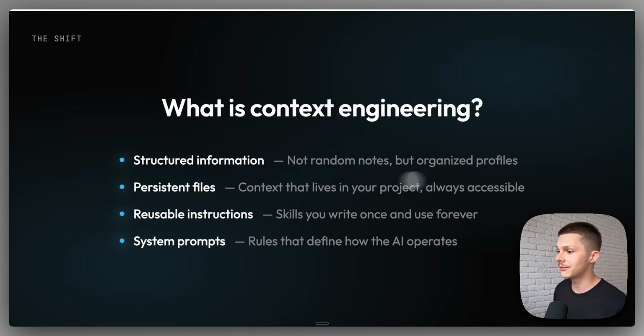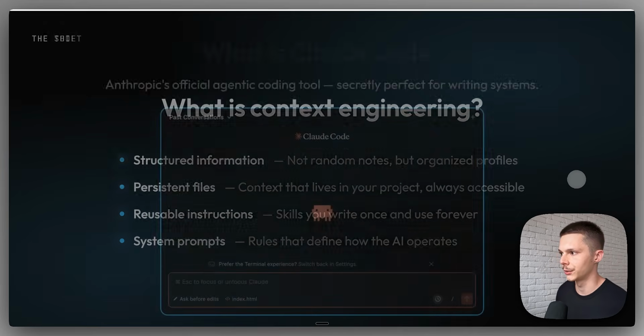The second is persistent files. We want context that lives in our project. We want context that is always accessible, always available to the AI. We don't want to be surfing around looking for it every time we're trying to write something. The third is reusable instructions. These have been made so much easier with the invention of Claude skills and things that we're going to talk about here. We need skills and instructions that we write one time and use forever. We don't need to write or copy and paste a prompt every time. We give the AI access to the skill that is just reused all the time. And then lastly, system prompts, the rules that define how our AI operates, are super important as well.